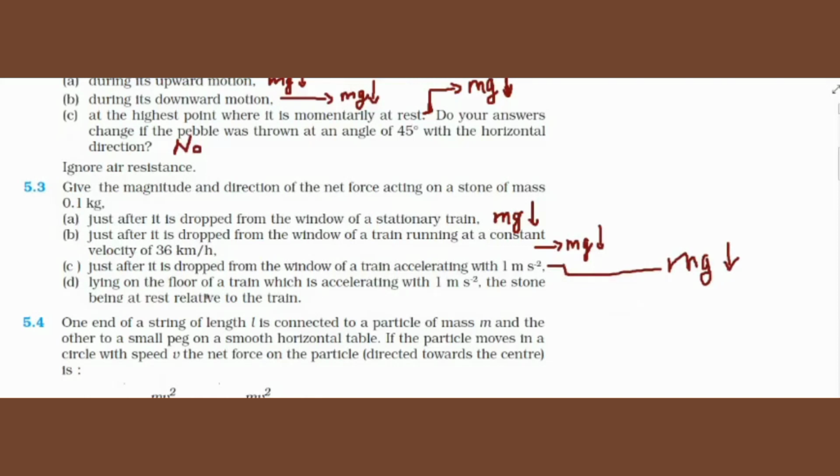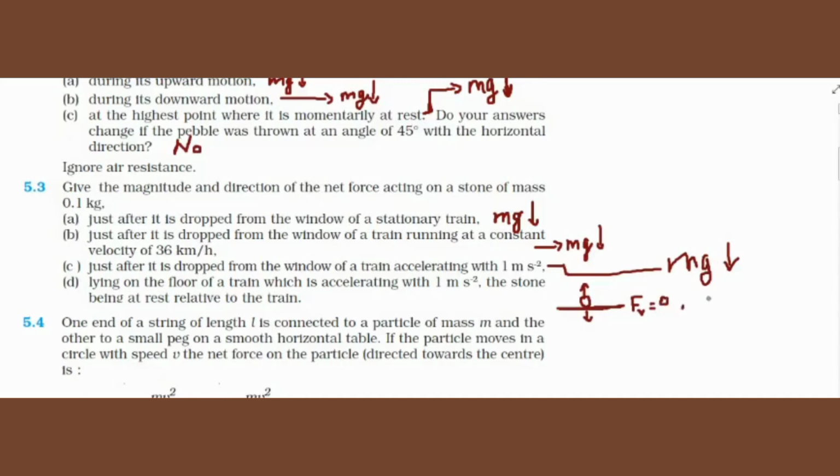Now, the stone lying on the floor of a train which is accelerating with 1 meter per second square, and the stone being at rest relative to the train. In this situation, what happens? Here, the train platform we can take, and there the stone is lying. So its weight mg is acting downward, and the normal reaction is acting upward. They mutually cancel each other. Therefore, in the vertical direction, the net force is equal to zero. Vertical force, Fv equal to zero.